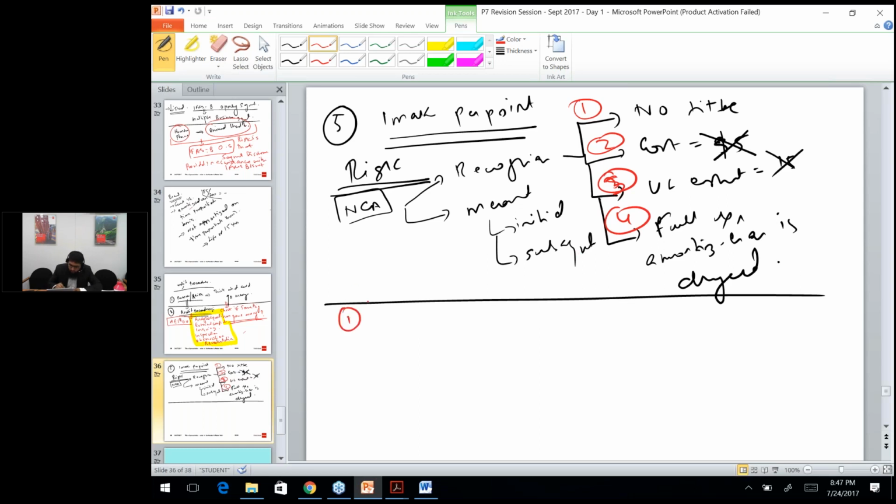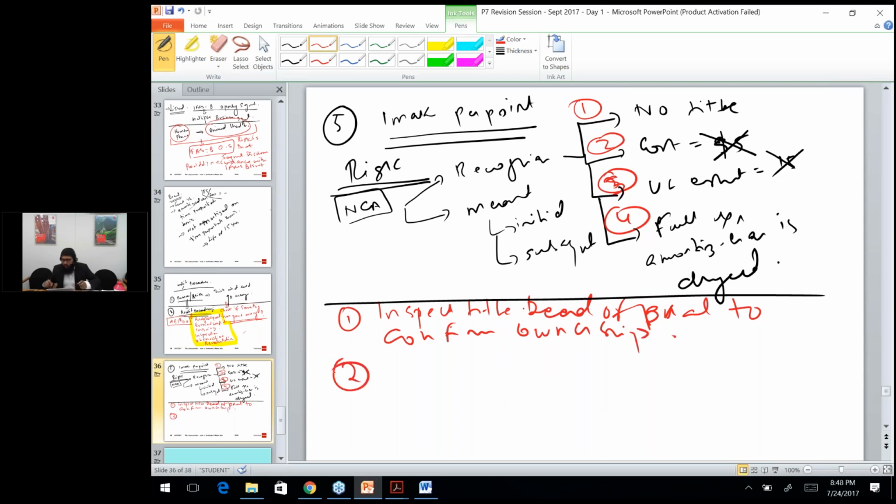Now your audit procedure would be to test if something has gone wrong. Now how would I test? I would inspect the title deed of the brand to confirm ownership. This is one of the audit procedures that you perform. You identified the risk that the entity does not hold title, and then you said that you would inspect whether the title belongs to the entity or not, to confirm the ownership.